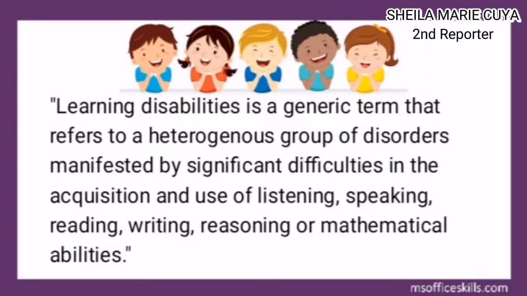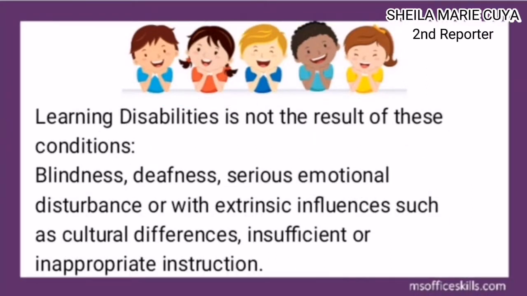Problems in self-regulatory behavior, social perception, and social interaction may exist in learning disabilities but do not themselves constitute a learning disability. Although learning disabilities may occur concomitantly with other handicapping conditions, for example blindness, deafness, serious emotional disturbance, or with extrinsic influence such as cultural differences, insufficient or inappropriate instruction, learning disabilities is not the result of these conditions.